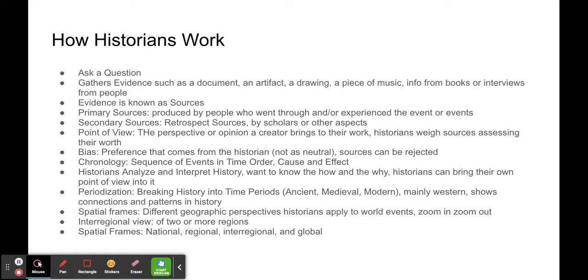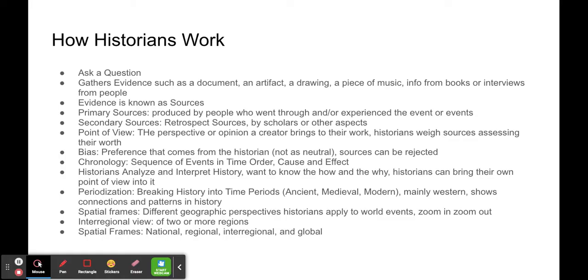Chronological means in time order, that sequence of events, cause and effect. Something happens and then something happens because of that. Historians really analyze, dig deep, look carefully at the little details and interpret history. They want to know how this happened and why this happened to understand it, and also, history is about learning from the past. Historians can also bring their own point of view, bias and perspective into it.